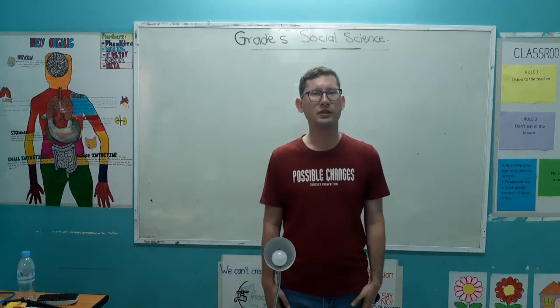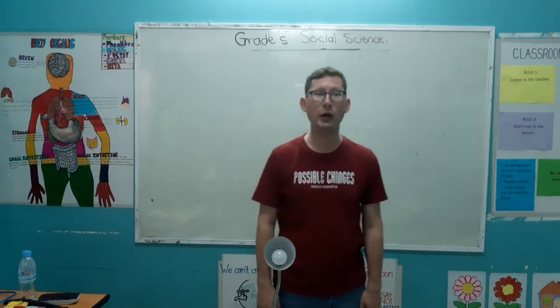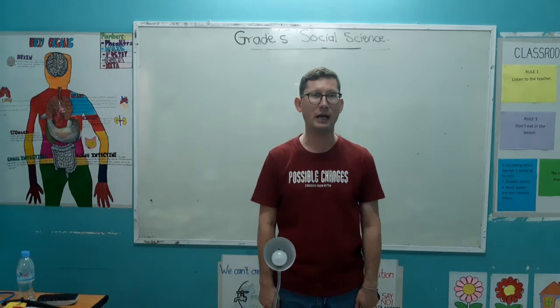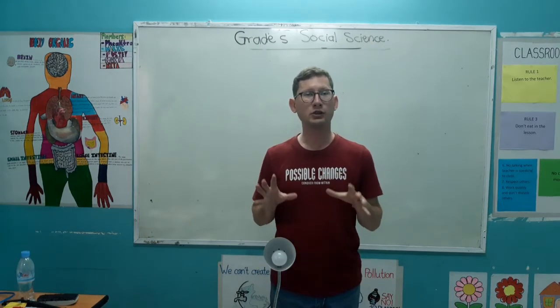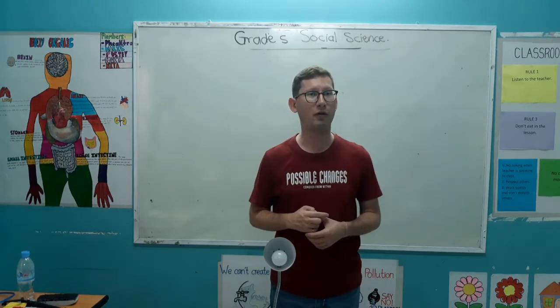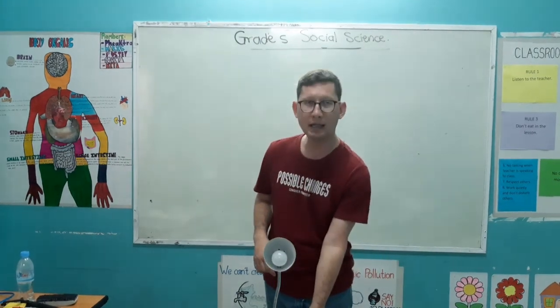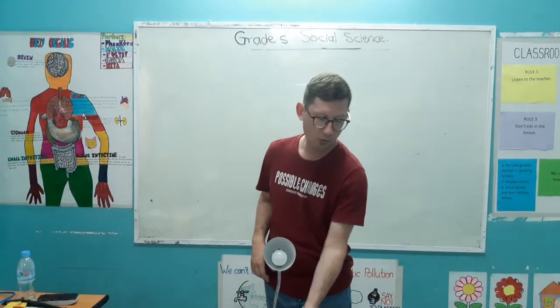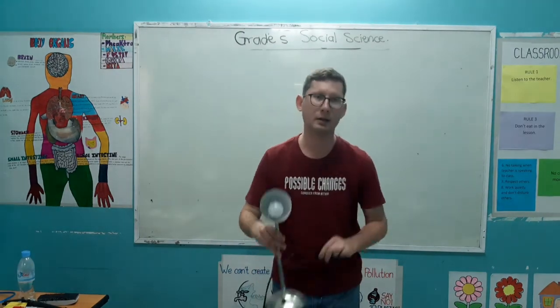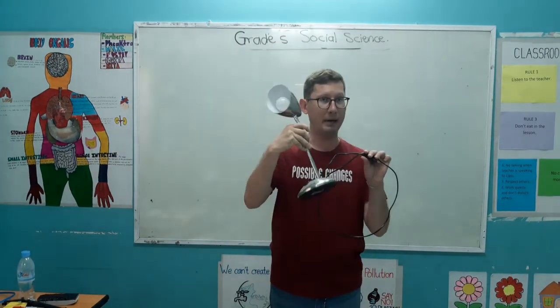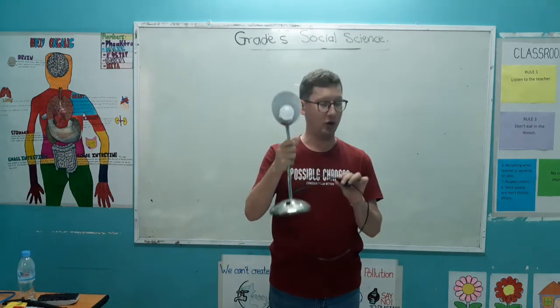I'm grade 5. Today for social science, we are going to do an experiment, okay? But in order for us to do this experiment, we need a couple of things. First of all, we need a light source. So what kind of light source do we have? We can use a bed lamp, a bed lamp that does work.